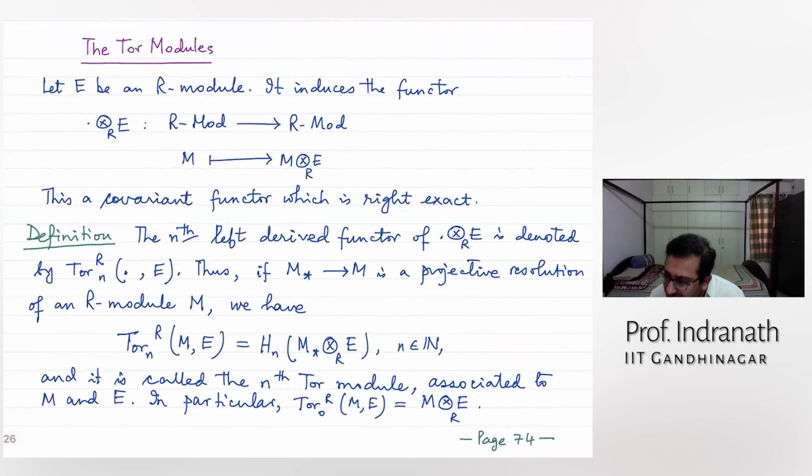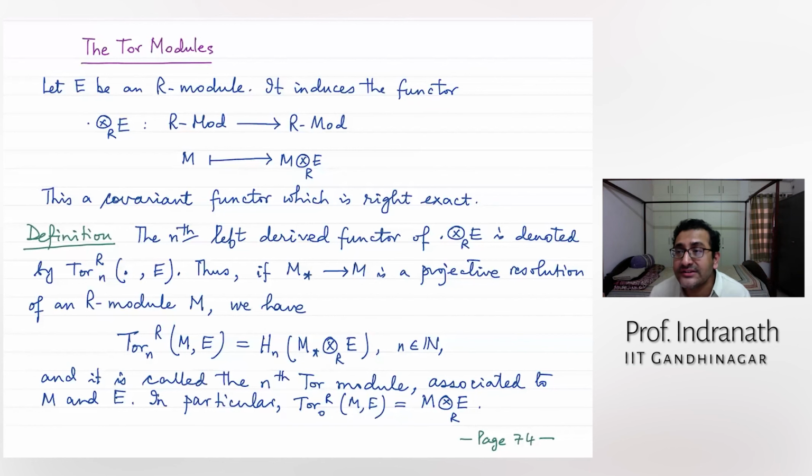Okay, so now just 1 more minute and I'll stop, and then in the next lecture I'll complete the flatness and then bring in another derived functor, namely Ext. So the Tor modules are like, you have this right exact functor, and then it's a covariant functor which is right exact, and the nth left derived functor is, this is how you define it. Okay, so this is your F of M star, because you are using a fixed R module E and then tensoring it out, and then it gives you a complex. If M star is a projective resolution, take the homology. So this definition is perfect.